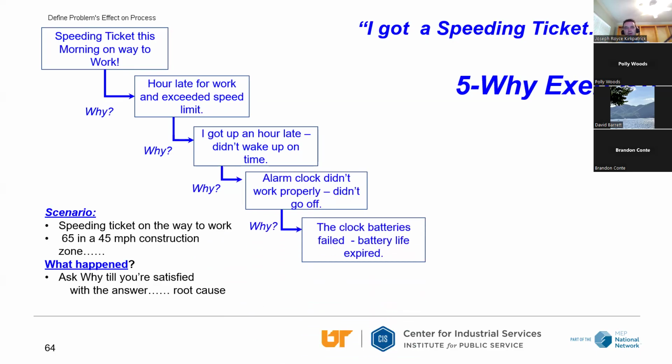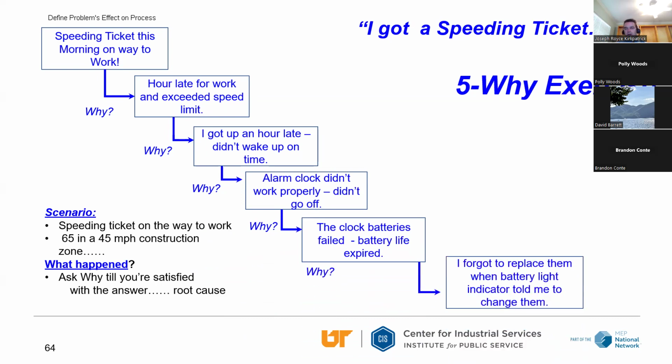Why did the alarm clock not work? The clock batteries failed and the battery life had expired. Why? I forgot to replace them when we saw the battery light blinking a couple of days ago. Therefore, the battery life expired. Therefore, the alarm clock didn't go off. Therefore, we were an hour late getting up. Therefore, we had to speed going to work. And therefore, we got a speeding ticket.